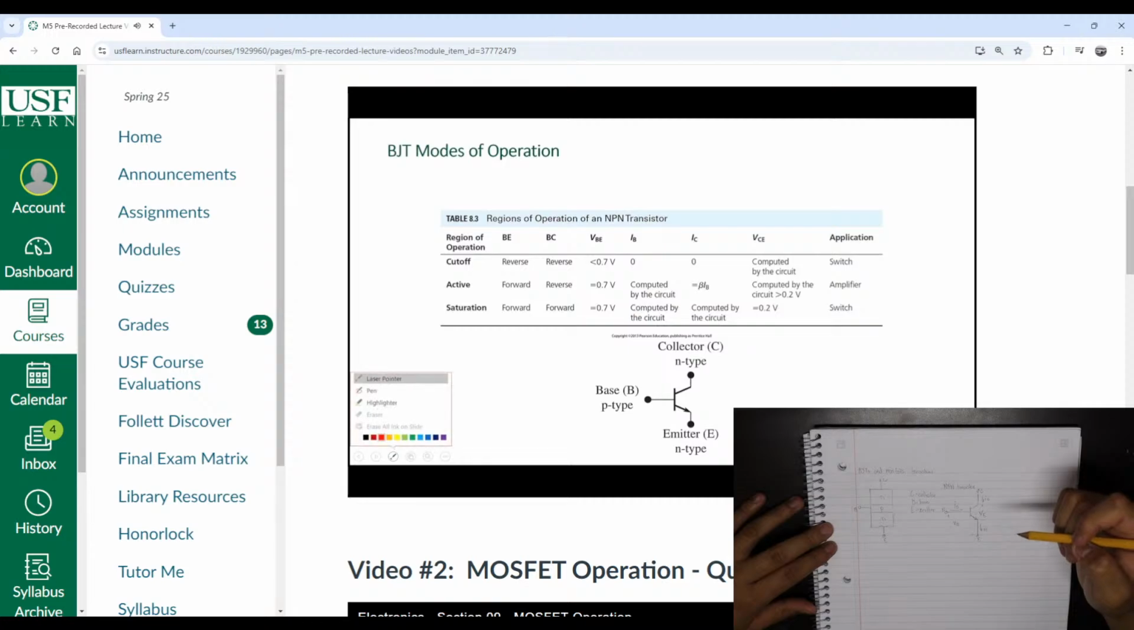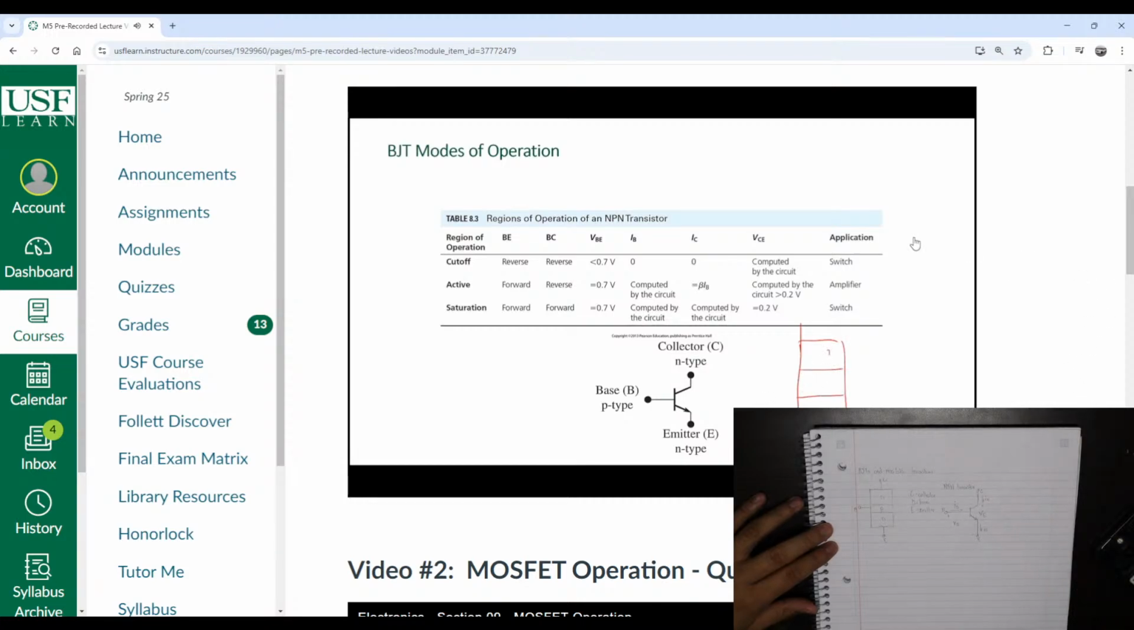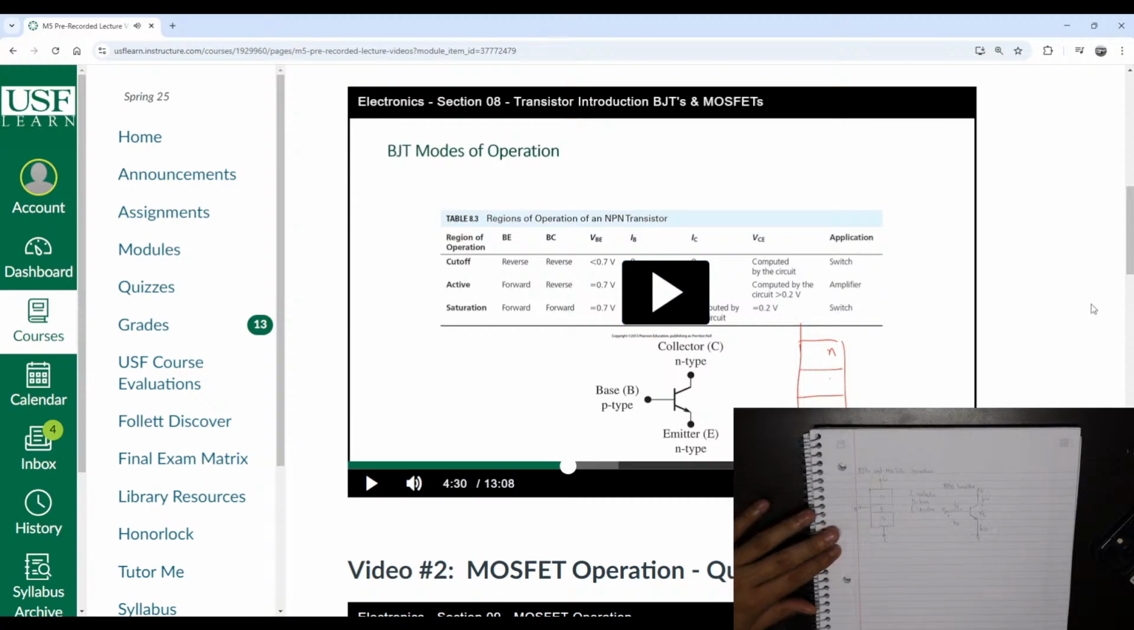So the operation of the transistor depends on how the, let me draw the physical structure here. That's a good table. Let me write that down.